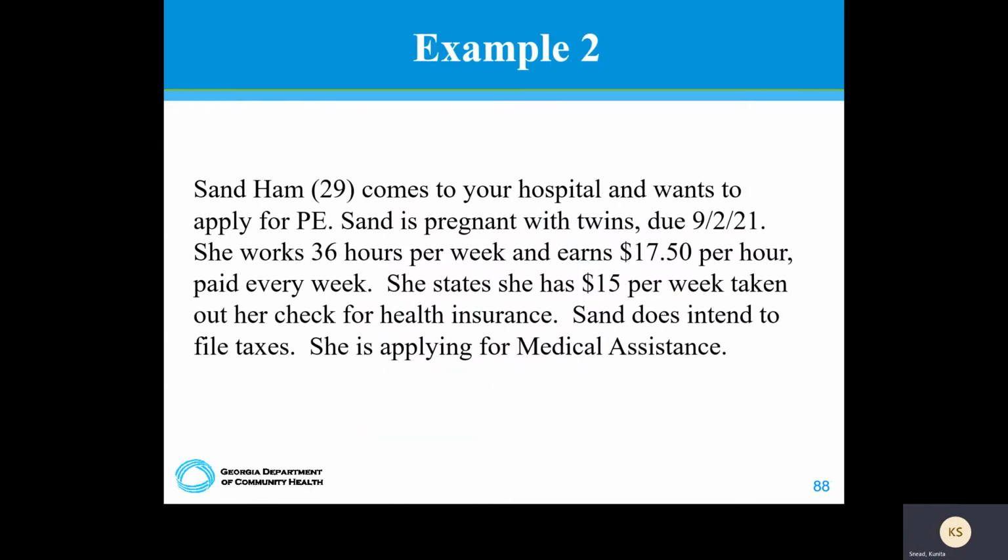Okay, example 2, we have Sandham. She comes to your hospital and wants to apply for PE. So this is the application that you're doing with the applicant there with you. She's pregnant with twins due September 2nd, 2021. She works 36 hours per week, earns $17.50 per hour. She's paid every week. She has $15 per week taken out of her check for health insurance. She does intend to file taxes, so she will file taxes. So she's applying for medical assistance.